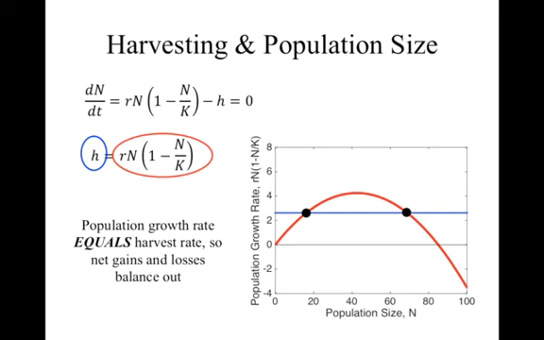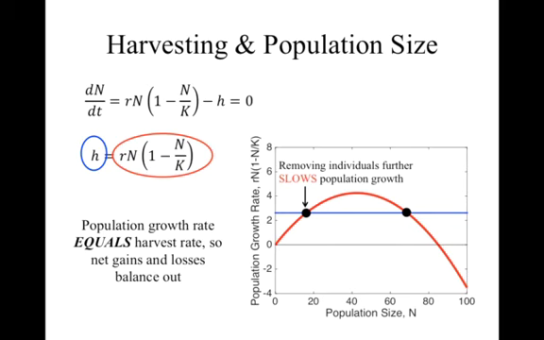What does this mean? Remember I said we have 2 different solutions, and this is where it gets tricky, and this is where over-harvesting can be dangerous. Let's take a look at that. Remember I said that when we're on the downhill slope, on the left-hand side of that mountain, on the left-hand side of that parabola, we're at small population sizes.